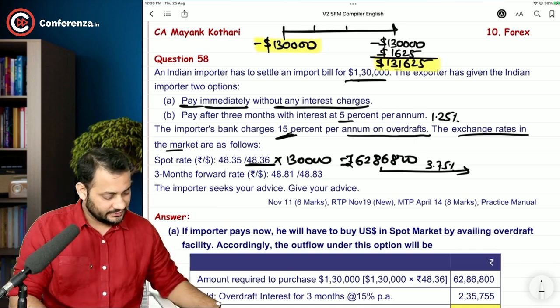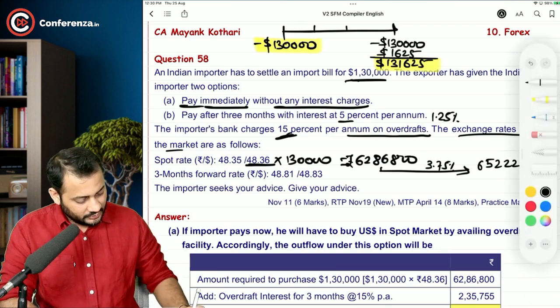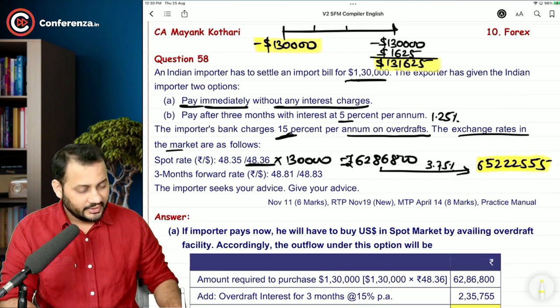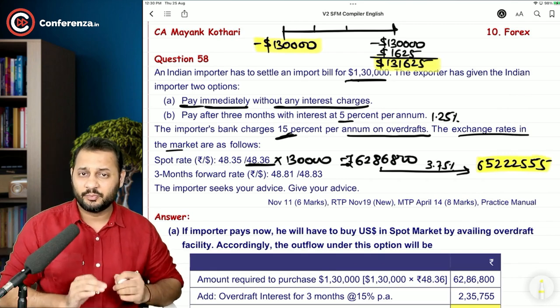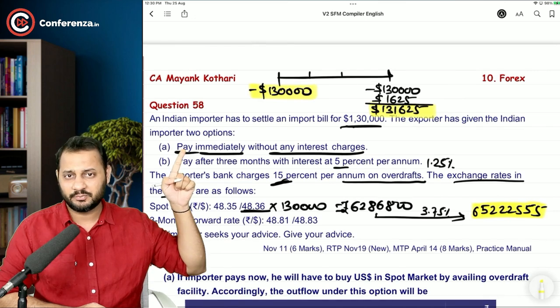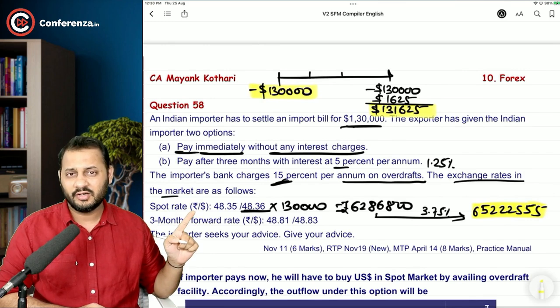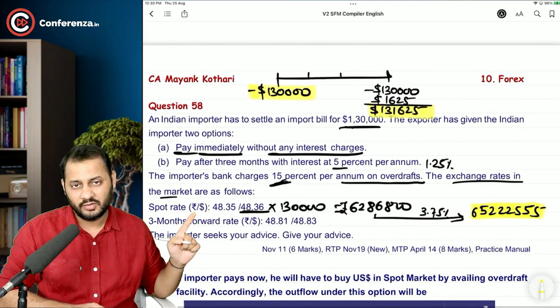So 62,86,800 plus 3.75%. At the end of 3 months, it will be 65,22,555. So this is the cash outflow at the end of 3 months in terms of rupees if you go for the first option. If you pay immediately to the supplier, you will have to arrange the rupees which you will borrow from overdraft, and at the end of 3 months it will be 65,22,555.